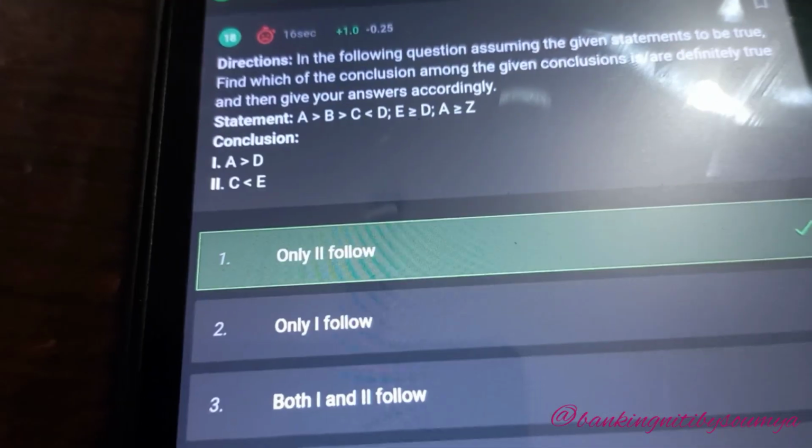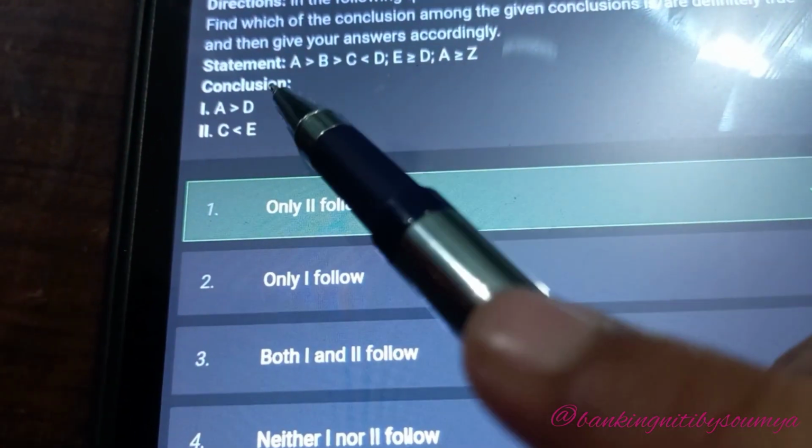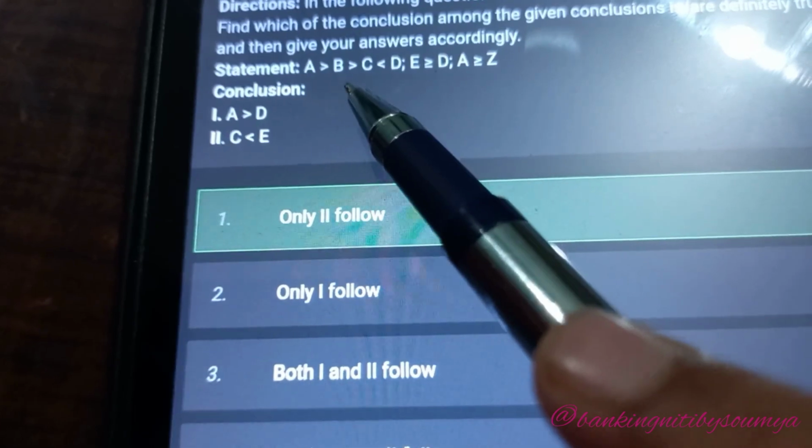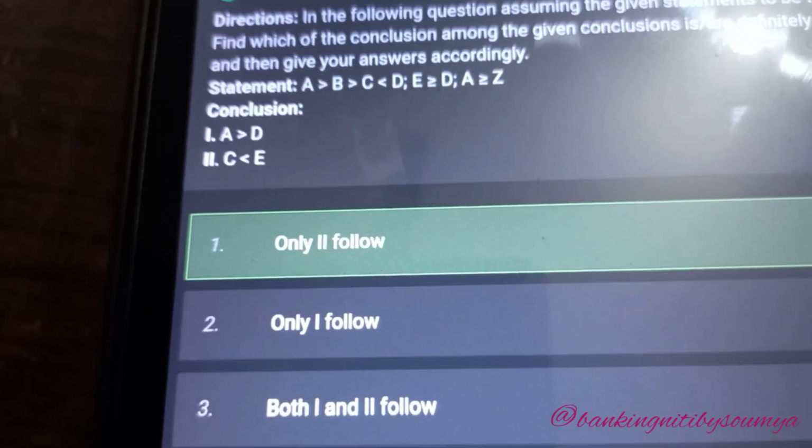In this we can see that A is greater than D. How will we move? A is greater than D.